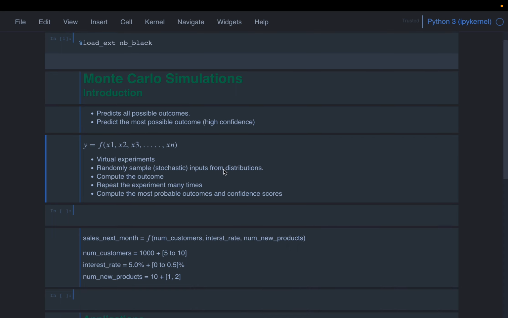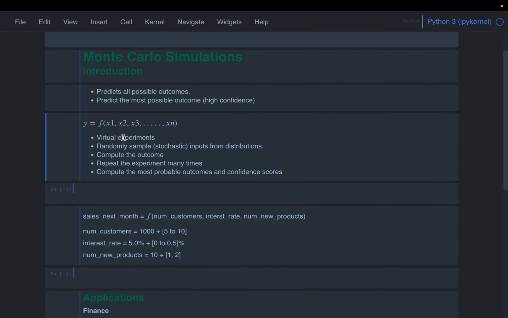Now let's take an example. Let's say here we have an outcome y, which is dependent on a number of variables like x1, x2, x3, and xn. Now, we are interested in what are all the possible outcomes for y given these input variables. What we do in simulations is we try to design this virtual experiment. We call it virtual because we will be performing this experiment on a computer.